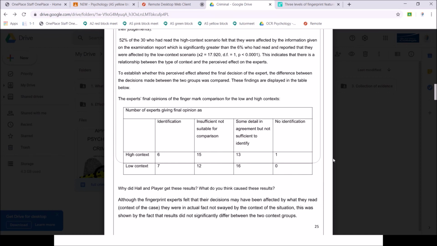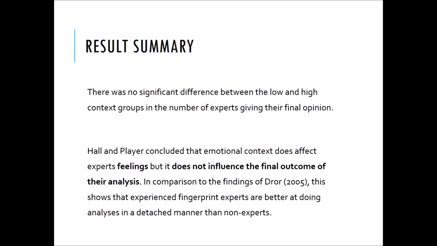And that's why Dror's research may have found something different, because they used non-experts compared to these experts. And also remember that 19% of these participants said that they didn't even read the report because they thought that it was surplus to requirements. So actually they didn't need to know that information in order to establish whether this was a match or not, so they usually don't bother reading it. So for those participants, it couldn't have affected them anyway. So all of that information is in there.